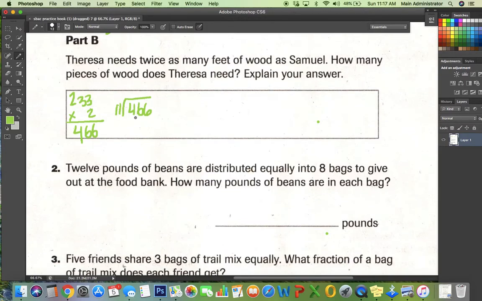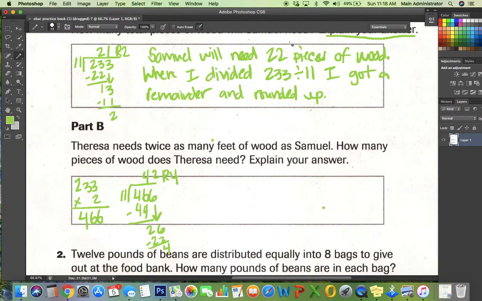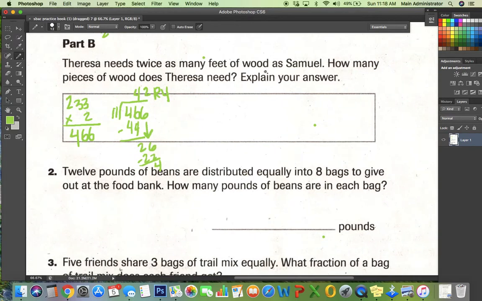So let's see. 11 goes into 46 4 times, and that would be 44. And I would bring down my 6. 11 goes into 26 2 times. And I've got remainder 4 this time, which means I'm going to need 43 pieces of wood. I'm going to have to round up. So that's really close. 43, I said it should be around 22 doubled. That's really close. So I have to explain my answer again.